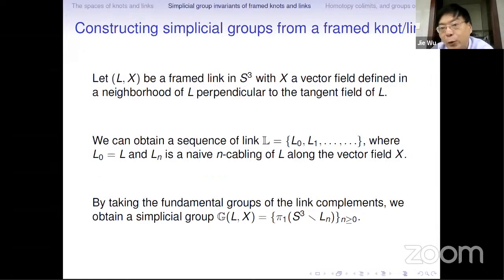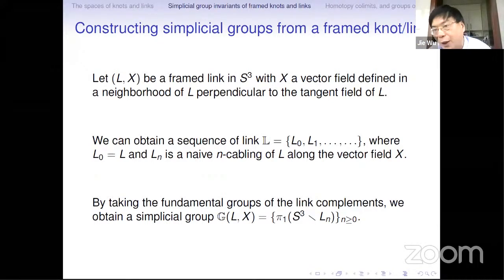Now the second one, the group will be a changer, right? Because you take the naive cabling. So actually you start with a knot, you get a two component link, and then you take a group of them, and so on and so on. Now the observation is that if you do it this way, there's a canonical simplicial group structure there. So you can observe what's going on.